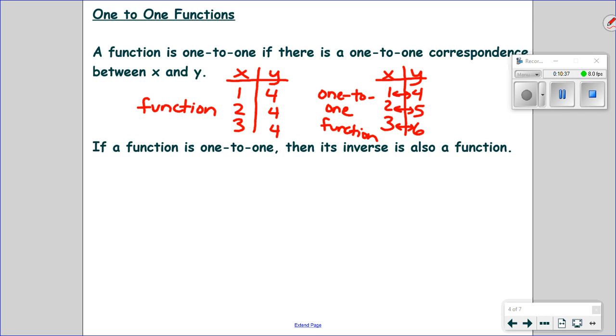Now, why would we even be interested in this? Because if a function is one-to-one, then its inverse is also a function. Okay, because you can find the inverse of any equation, because all you have to do is switch x and y, solve for y, but that doesn't mean that the inverse that you find is a function, okay? So if you know that the original equation represents a one-to-one function, you already know the inverse is a function.